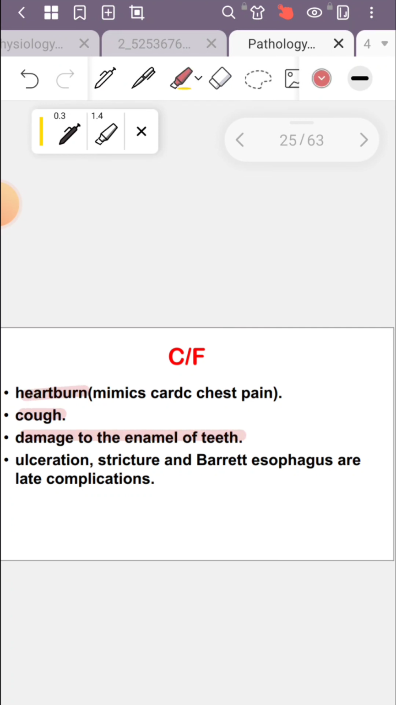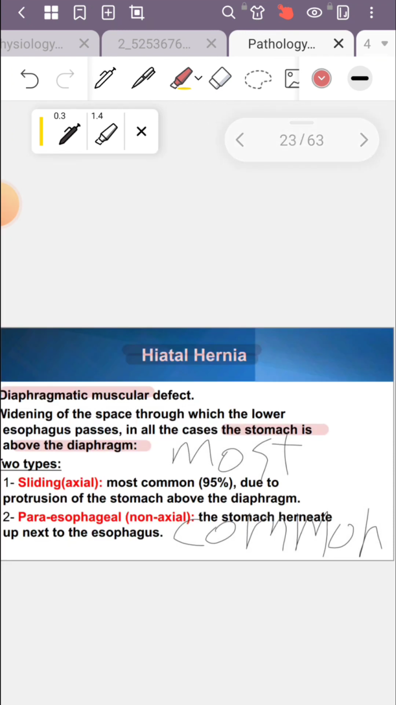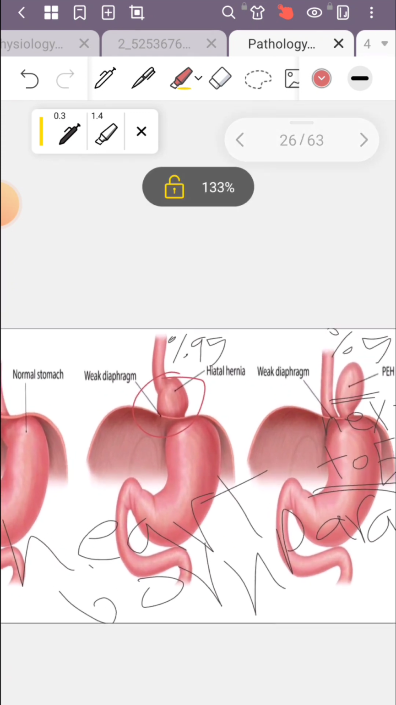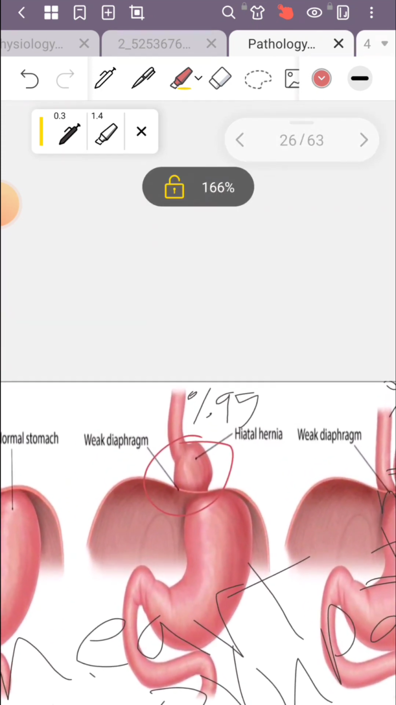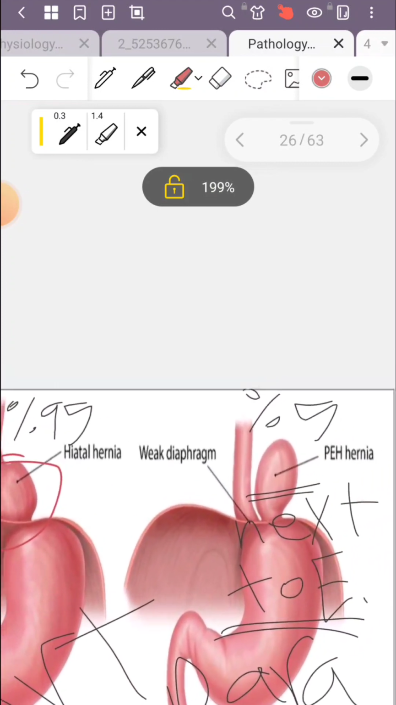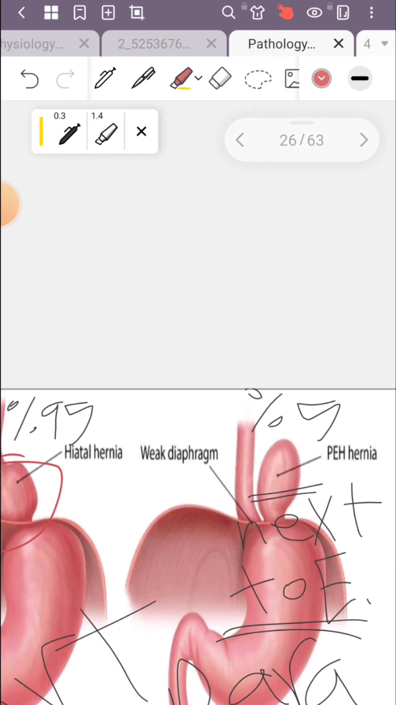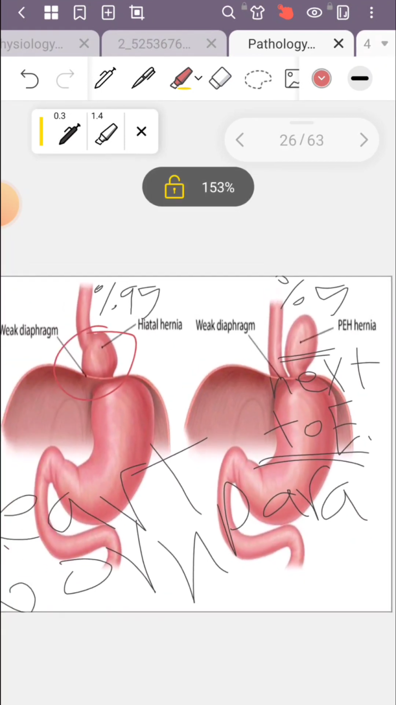When the mucosa of the stomach protrudes into the esophagus, what will happen? Exposure of the esophageal mucosa to gastric acid. What will this do? It causes inflammation, fibrosis, stricture, heartburn, Barrett esophagitis. But we will come back to it.